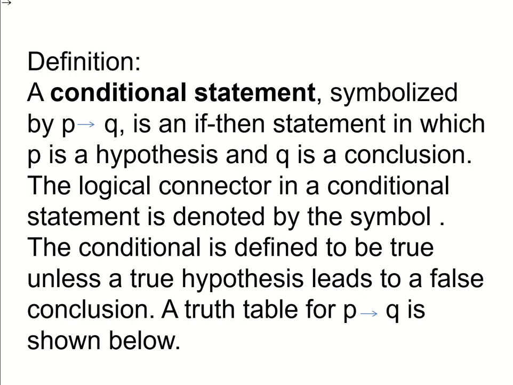A conditional statement symbolized by P → Q is an if-then statement in which P is a hypothesis and Q is a conclusion. The logical connector in a conditional statement is denoted by the arrow symbol. So, dinedenote natin siya by the symbols P and Q. The conditional is defined to be true unless a true hypothesis leads to a false conclusion. A truth table for P → Q is shown next.